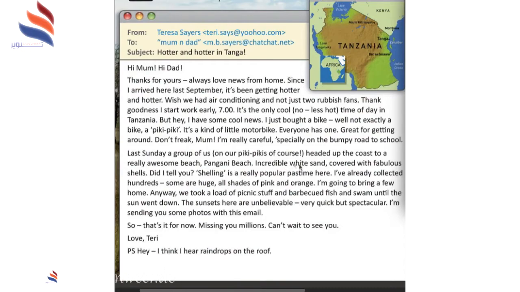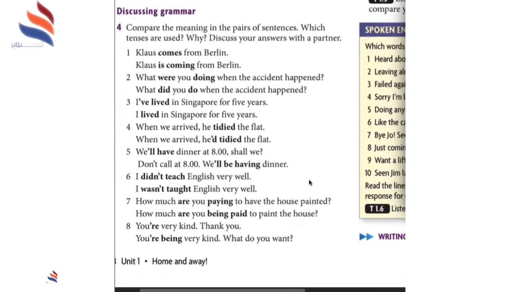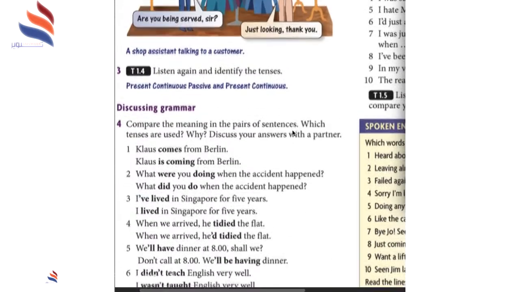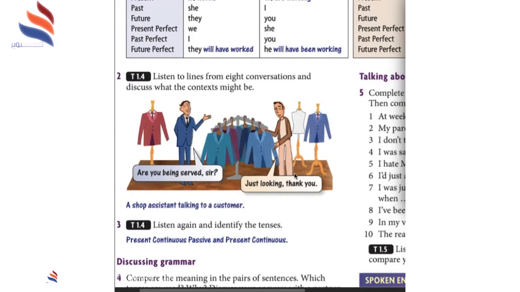In the second page, we're going to talk about tenses. But here we're talking about passive and active. Talking about passive and active is not easy.